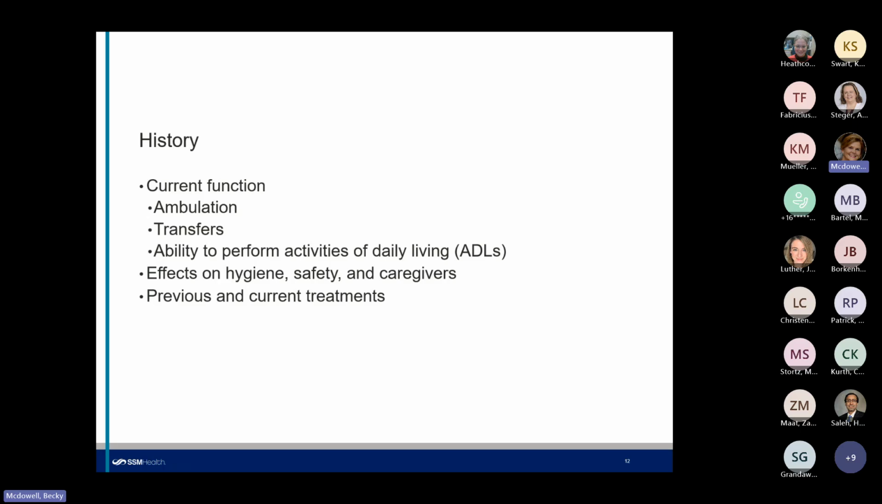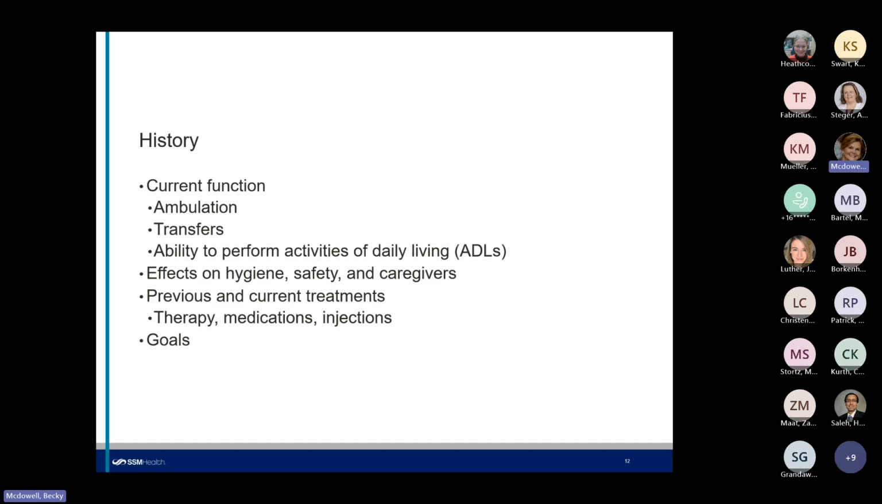I want to know about their previous and current treatments, including therapy, medications, and injections. And I want to know about the goals of the patient. This includes short-term and long-term goals. So I want to know if the spasticity is specifically affecting their ability to walk, and how we can improve that short-term. But I also want to know what the long-term expectations and outcome of the patient is going to be.